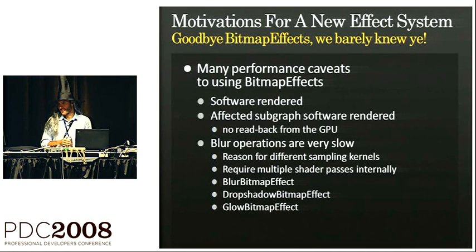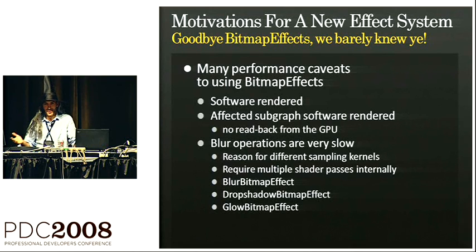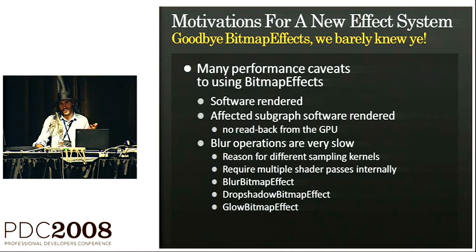So the performance caveats, I've already gone through these, so this will be a quick slide. Software rendered. The whole subgraph is rendered in software, not reading back. And then another reason they're slow, and this is something that's kind of non-obvious, is that blur operations are typically very slow, whether they're in software or in hardware. And the most popular bitmap effects in WPF are all blurs. They're drop shadow or blur, and then glow is another one. These are all behind the scenes being implemented as a blur.